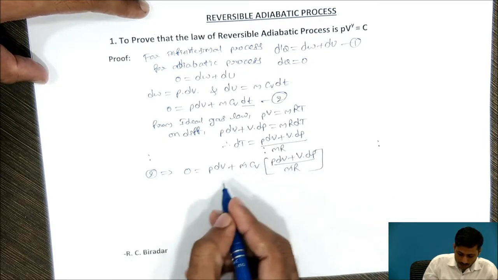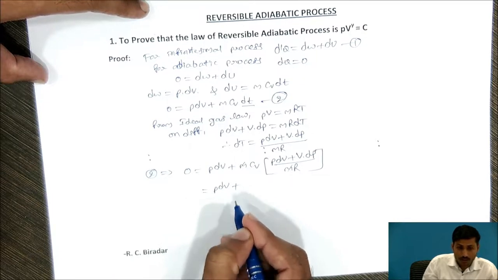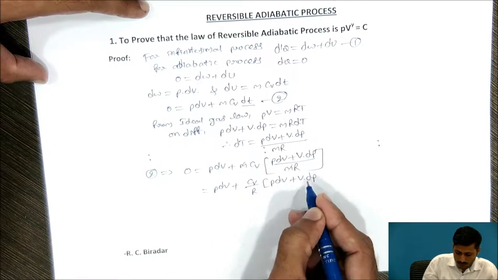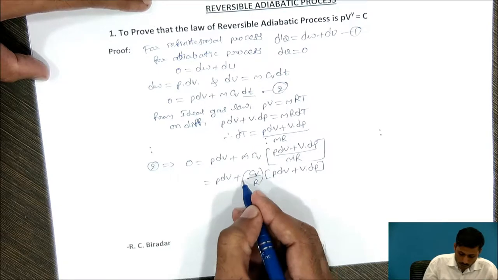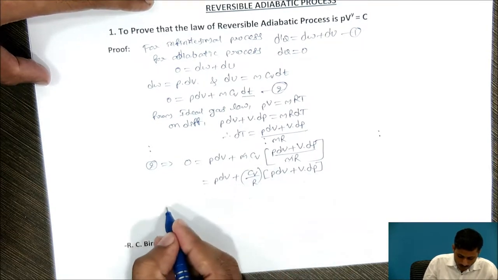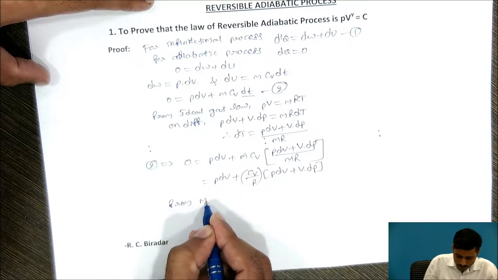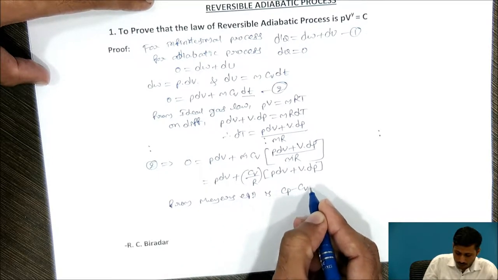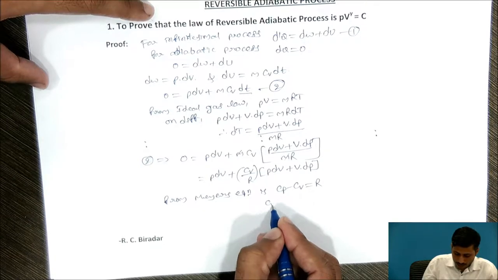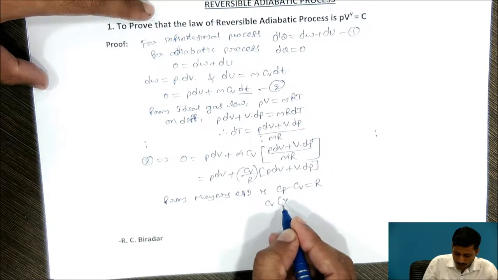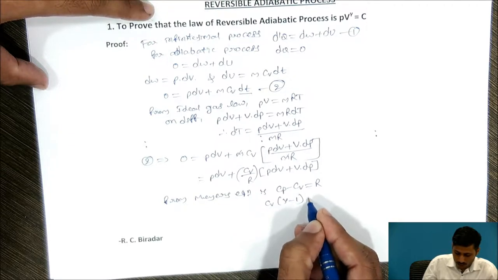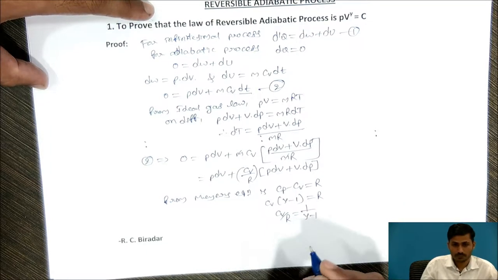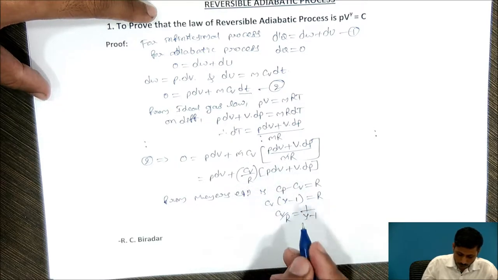So m gets cancelled here, and on simplification we get Cv by R in bracket P into dV plus V into dP. We need to replace this term Cv by R. To do that, we know Mayer's equation: Cp minus Cv is equal to R. From this, if I take Cv common, we get Cp by Cv, a ratio we know as gamma, minus 1 equal to R by Cv. And from this, Cv by R is equal to 1 divided by gamma minus 1. So put this in the above equation.